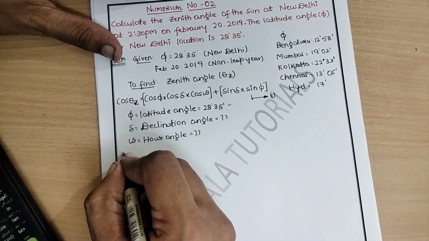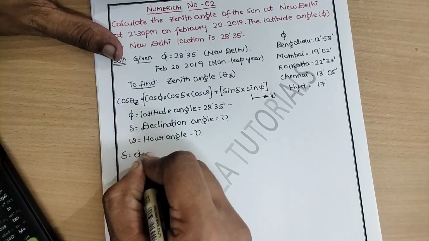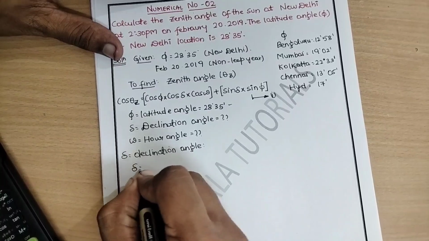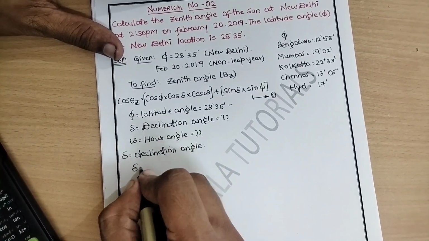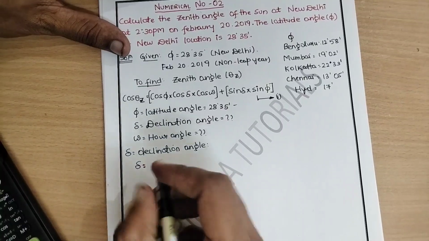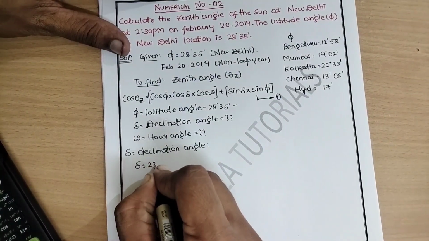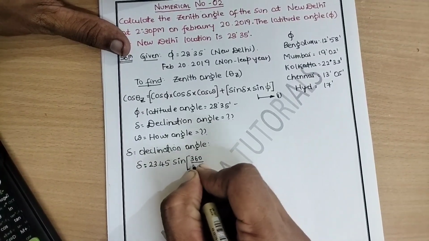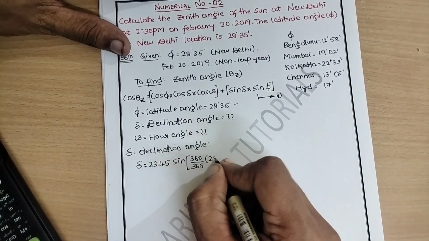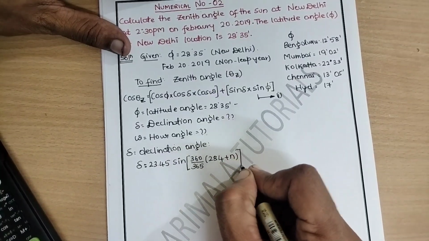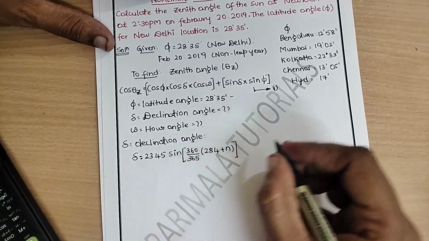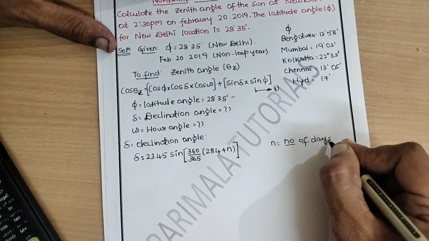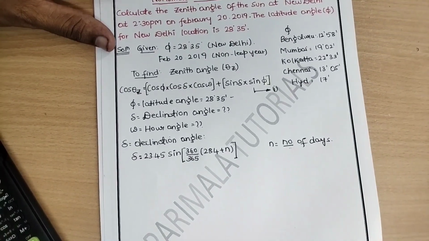Now let us find out the value of delta, the declination angle. This is given by the equation we have already used two times in the first numerical. It is 23.45 sine of 360 divided by 365 into 284 plus n. So what is n here? N is the number of days counted from the start of the calendar year, that is, from January 1st.